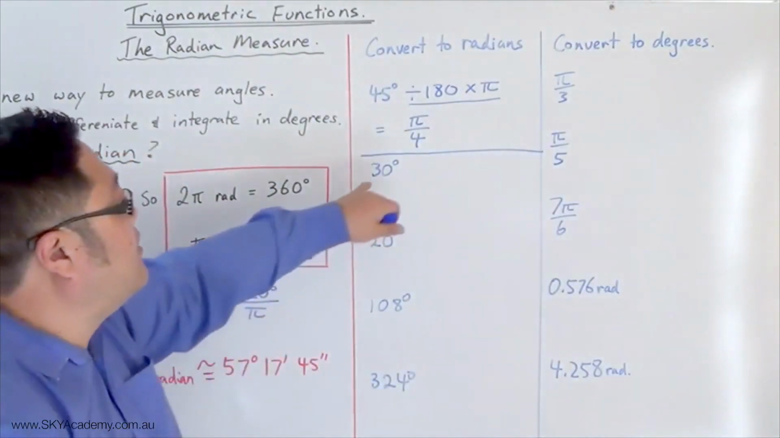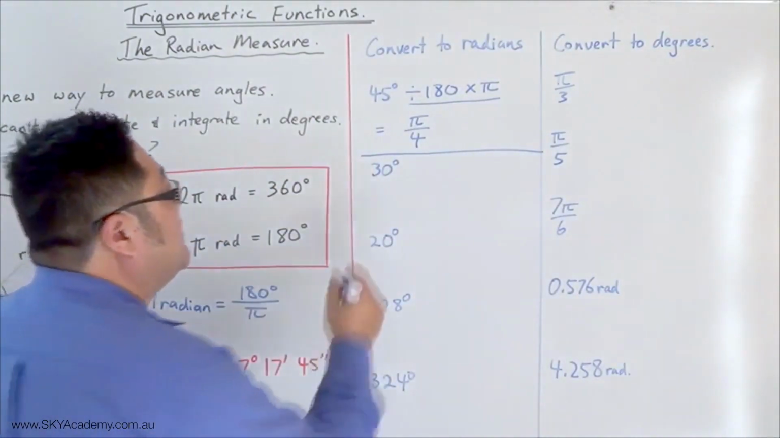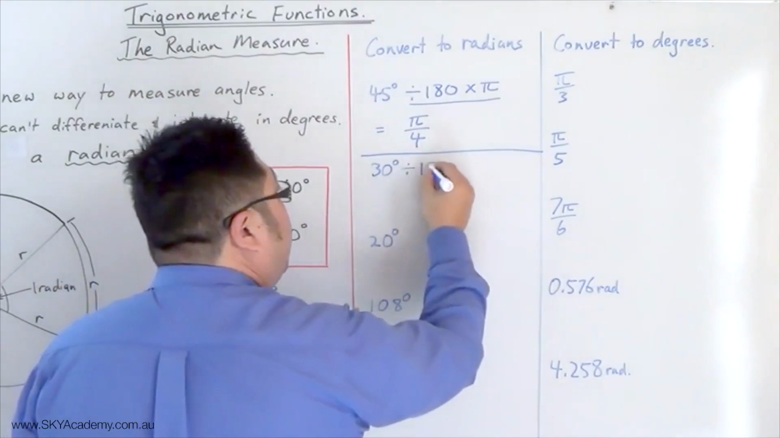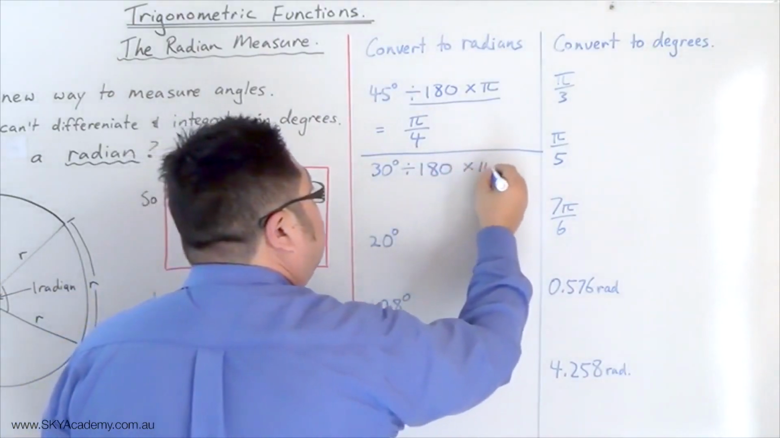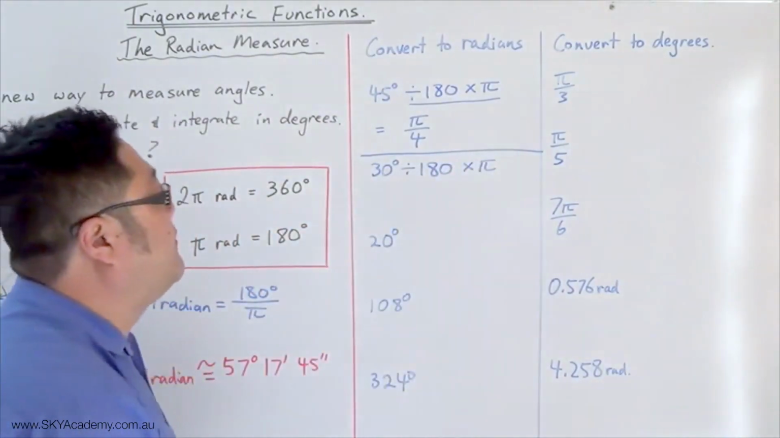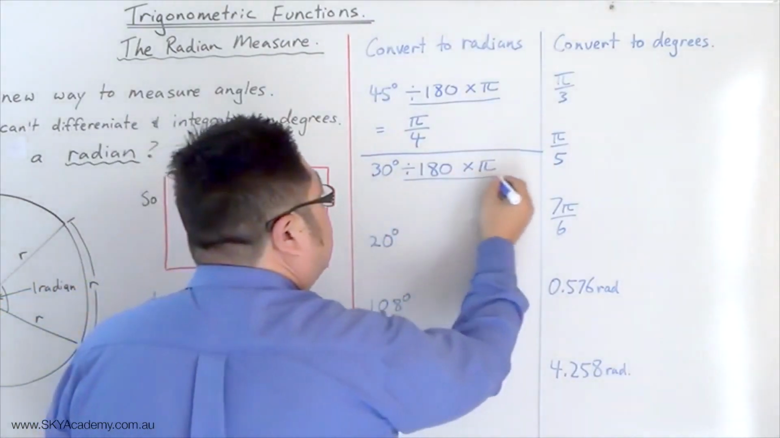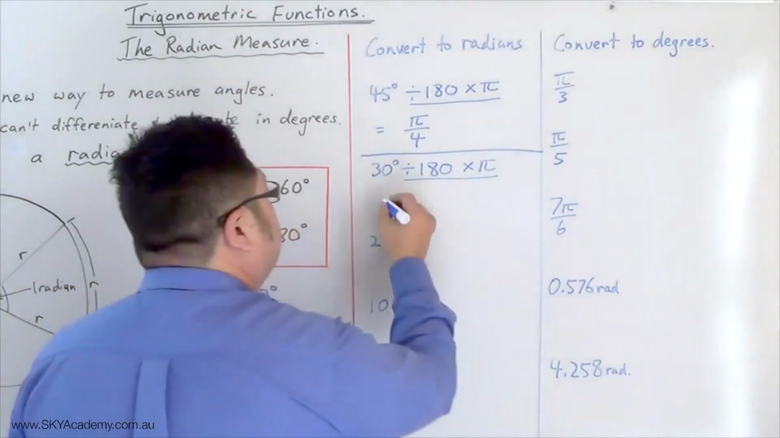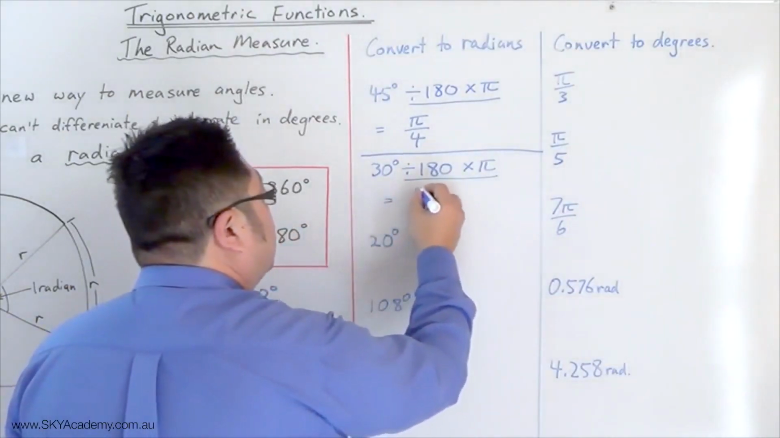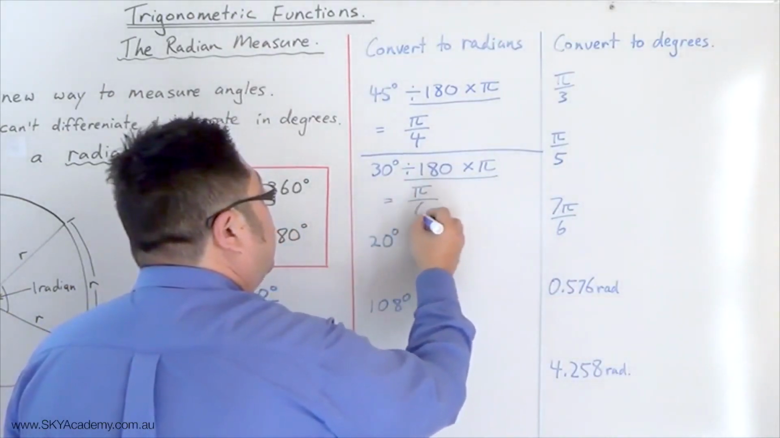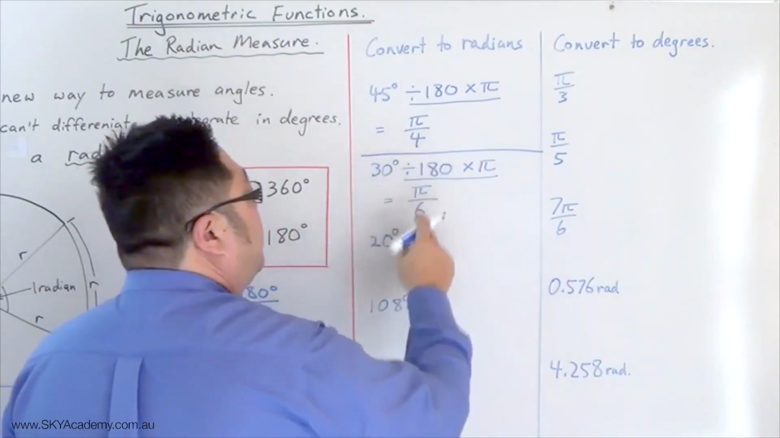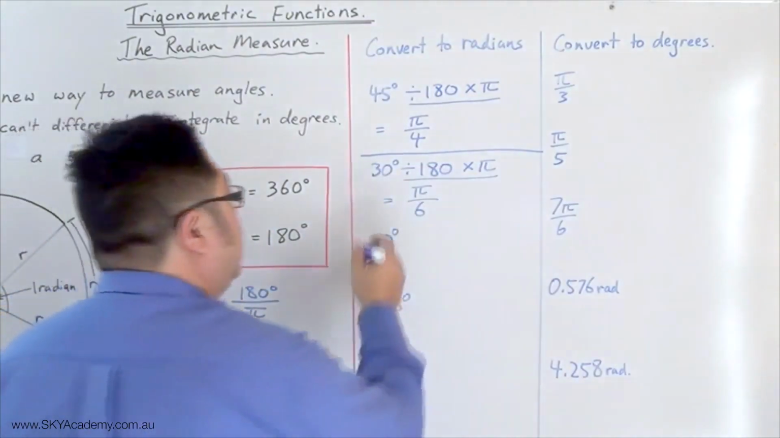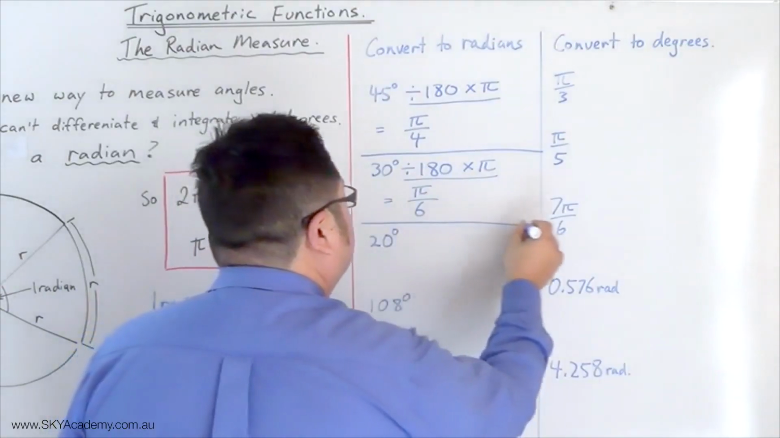Let's have a look at the next one. 30 degrees. Divide by 180 times by pi, that's your conversion key. You divide by 180 times by pi. So you should get pi on 6, because 30 divided by 180 is 1/6. So that's pi on 6.